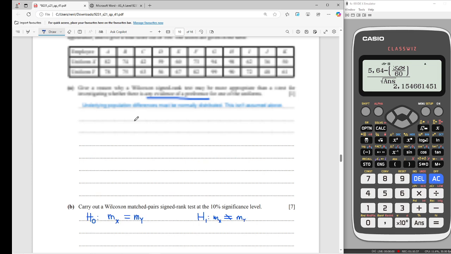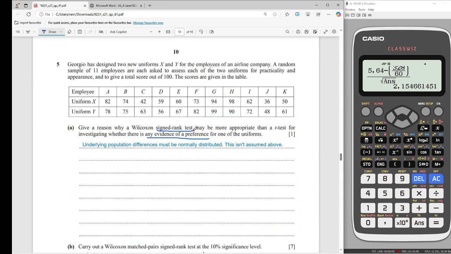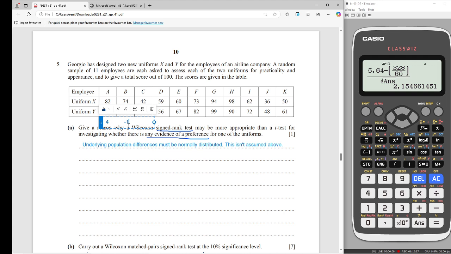Okay, moving on. Whenever we have a signed rank test, we need to calculate the differences for each of these. So let's calculate the difference. We're going to do uniform X minus uniform Y for each of these. So for the first one is 82 minus 78, which is just positive 4. Next up we have 74 minus 75, which is negative 1. Then we have 42 minus 63, which is negative 21. Then 59 minus 56, which is positive 3. Then we have negative 7 for this.